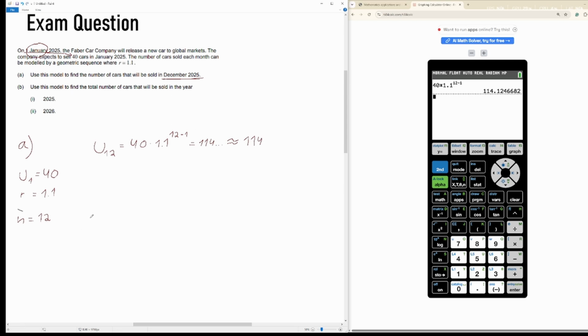And B is definitely way harder. It asks to use this model to find the number of cars that will be sold in the year 2025. So the first part asks us to find the number of cars sold in 2025. And we all know that there are 12 months in that year, so we can already write it down as S12. The n is obviously 12, and r is still 1.1, and also the starting point u1 stays the same, which is 40.